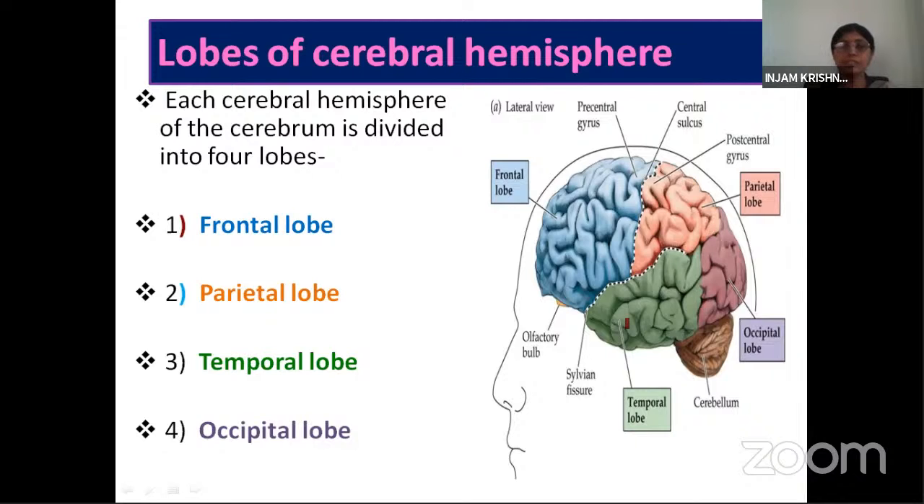And here one more sulcus is there, like this. This is the parieto-occipital sulcus. It divides the parietal lobe and occipital lobe. So 1, 2, 3 and 4, these are the 4 lobes. The first one is the frontal lobe, then parietal lobe, temporal lobe and occipital lobe. So each cerebral hemisphere is divided into 4 lobes, the right one and the left one. Here 4 lobes, here also 4 lobes.